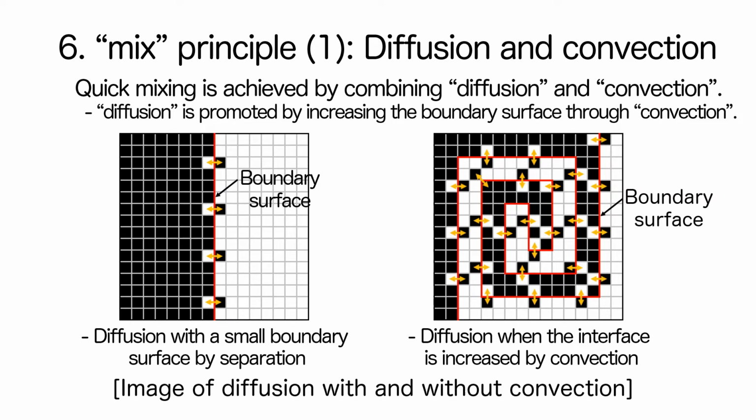Convection increases the size of the boundary surface, which in turn increases the molecular level interchange of different materials at the boundary surface due to diffusion that occurs at the boundary surface. This is why convection is so important for mixing different materials quickly.